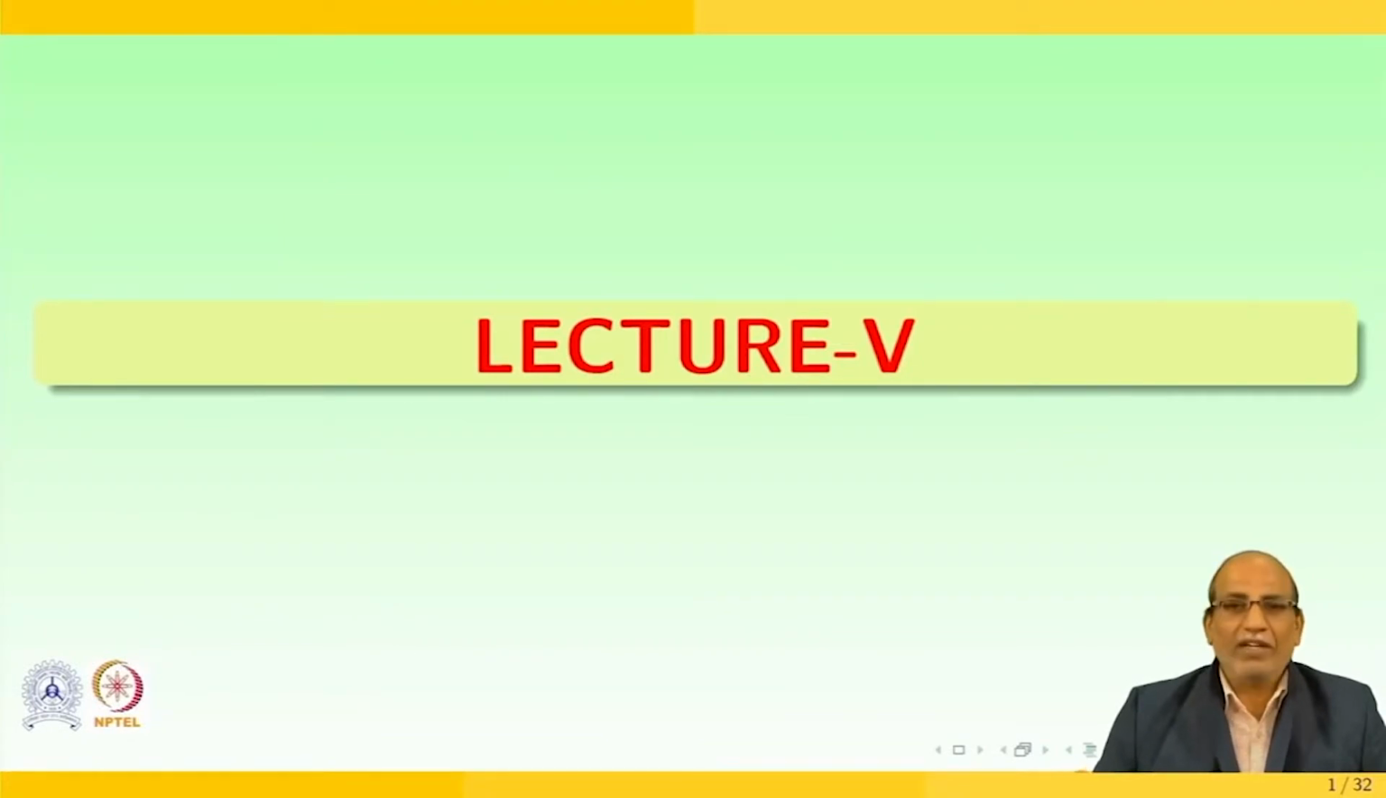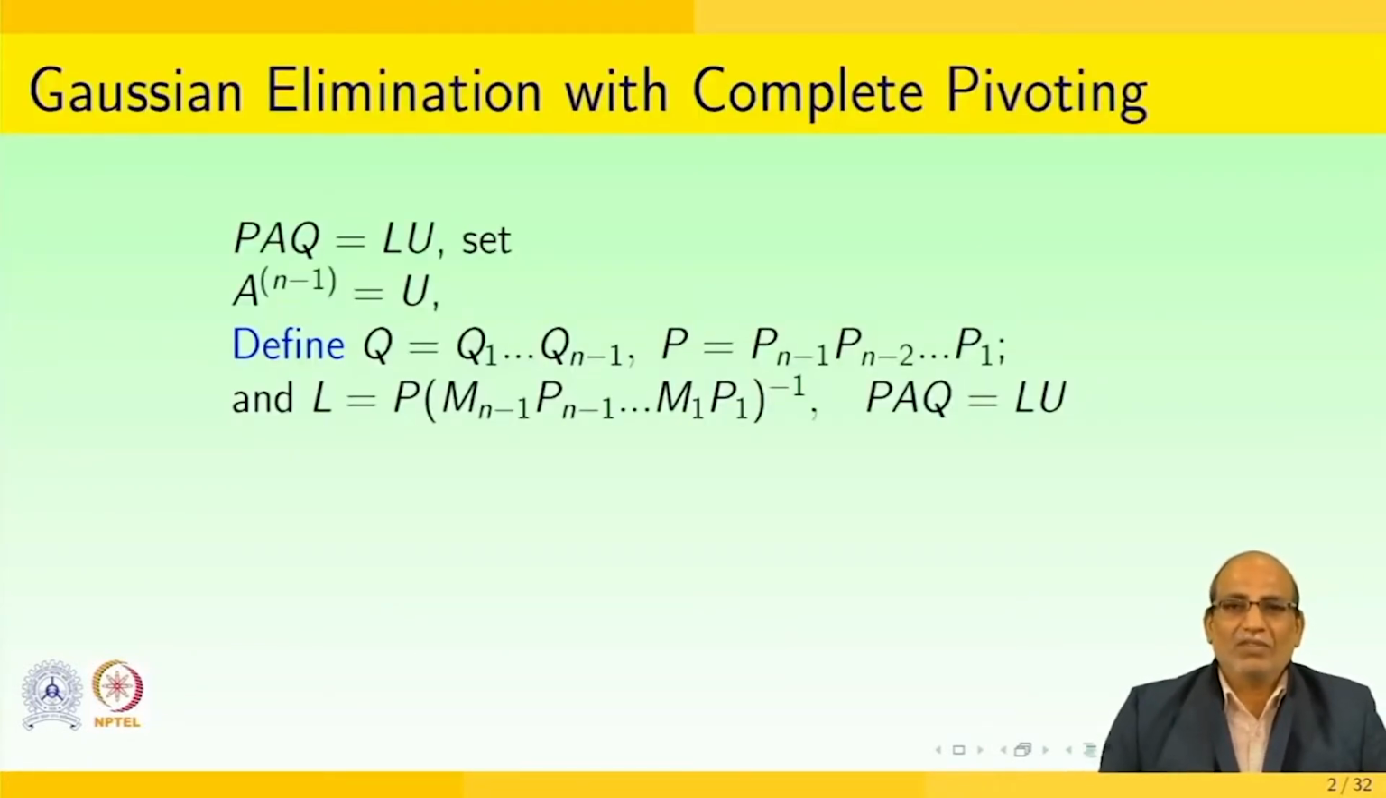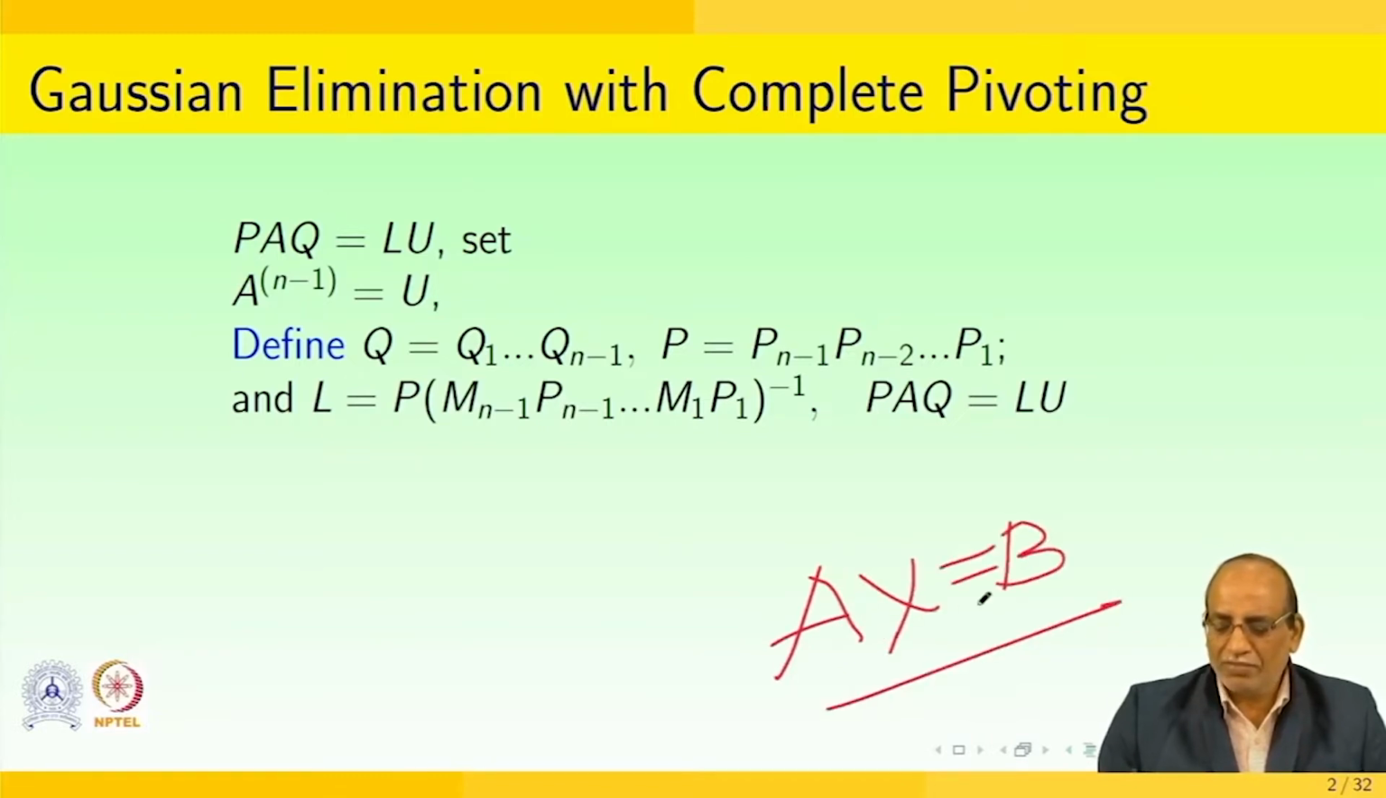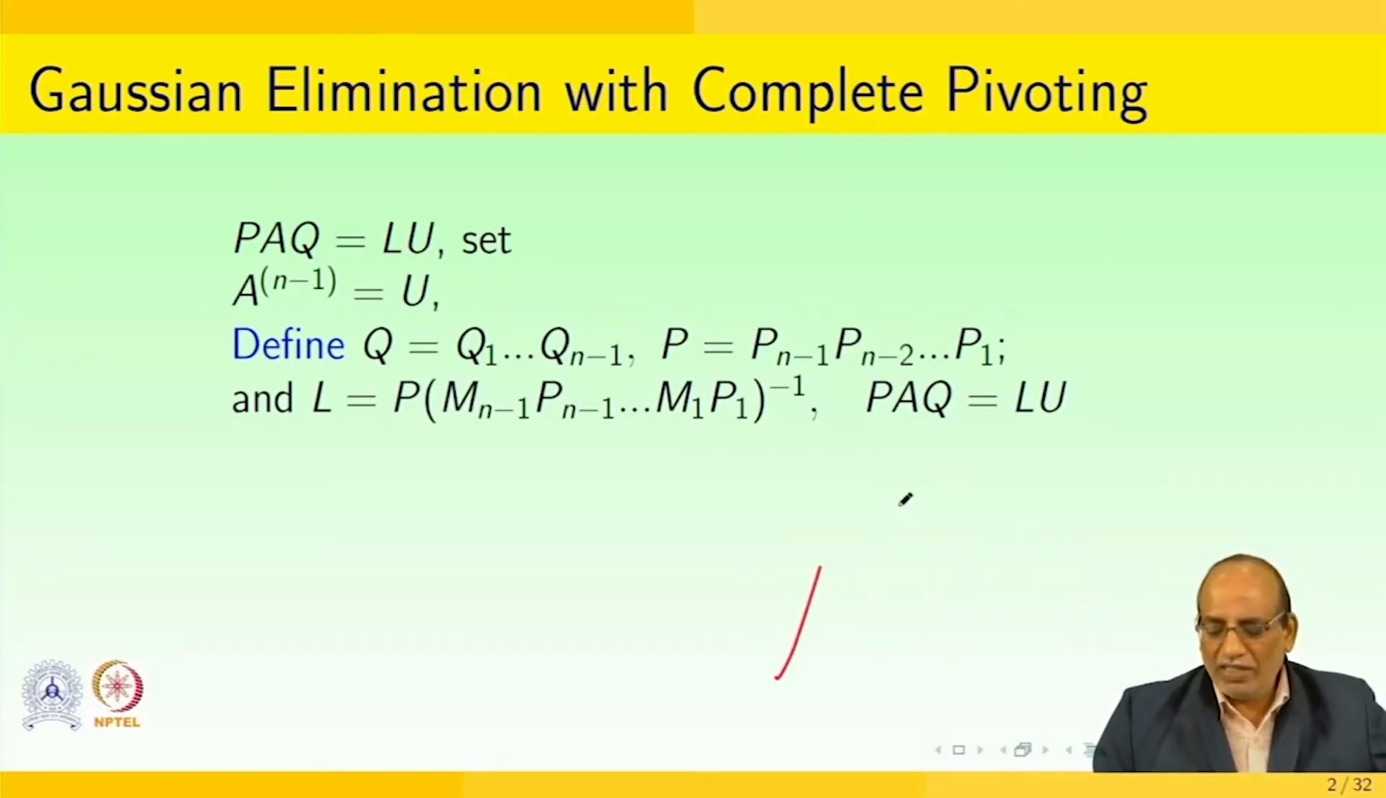In continuation of the previous lecture, where we started with Gaussian elimination with partial pivoting, we have already seen the advantage of partial pivoting in finding a solution to the linear system Ax = b. Today we will see the ways and means of complete pivoting, and how it motivates us to go to complete pivoting compared to partial pivoting.